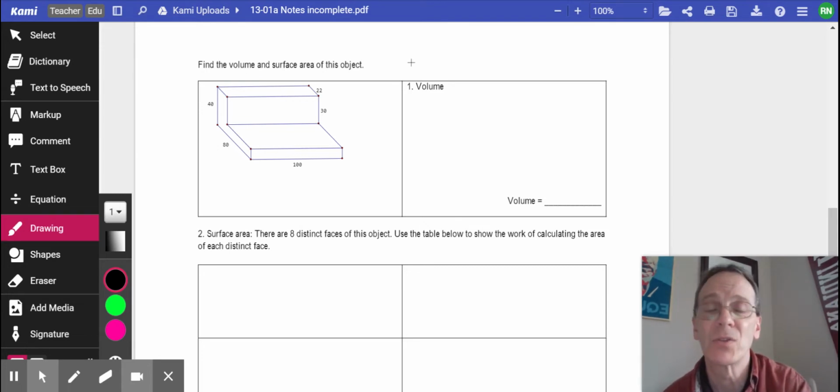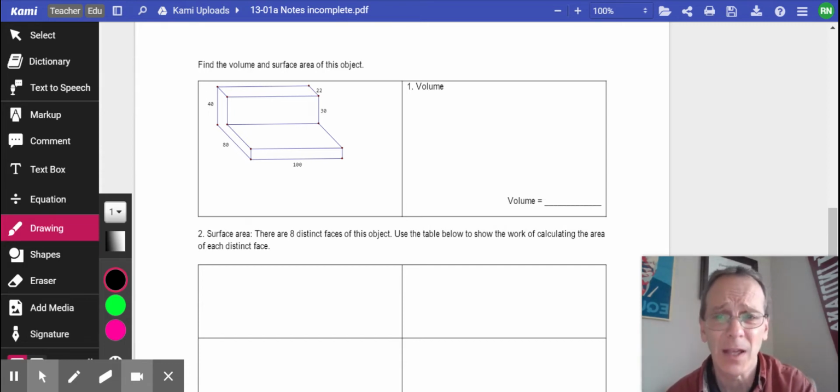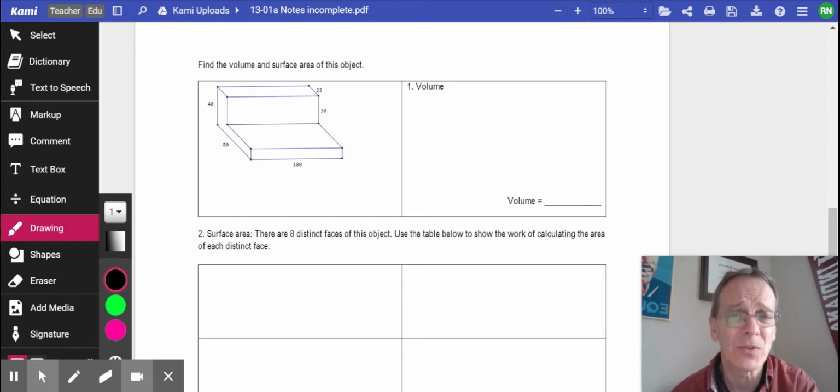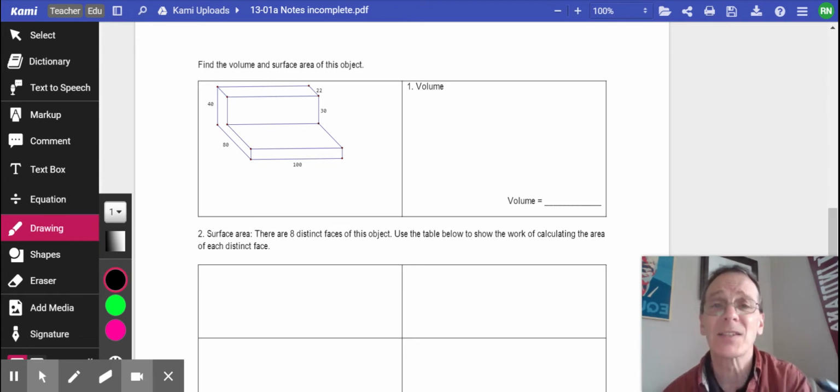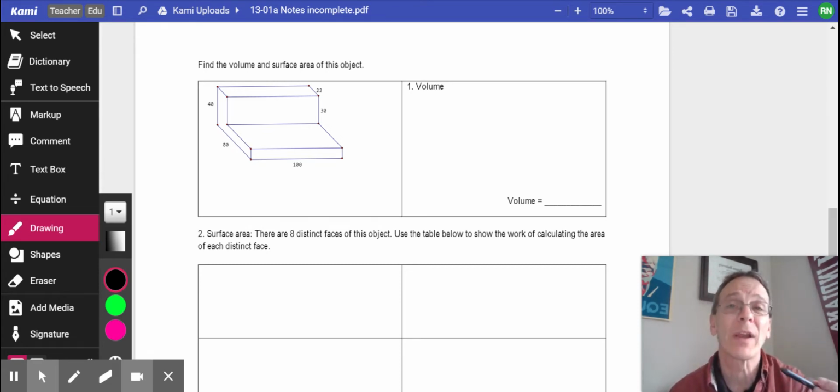Now, you cannot just do a length times width times a height. What would you use for the length? What would you use for the width? What would you use for the height? There's a lot of numbers, a lot of measures in this thing. And this thing is not a simple rectangular prism. So that formula does not apply.